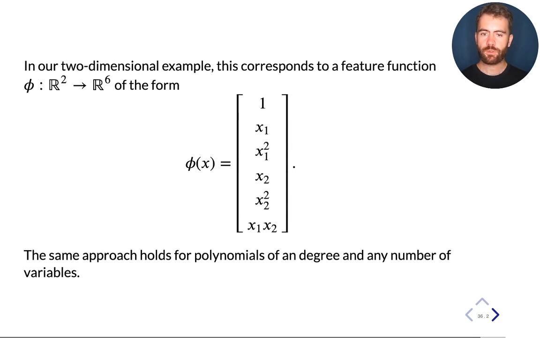We can also use polynomial features for these multivariate polynomials as well. Here I have shown the set of features that we would need in order to capture all second degree polynomials. Notice that this is a feature function that goes from R2 to R6. So it takes two inputs, x1 and x2, and it maps them to 6 dimensions, which are just the following ones. And again, the same approach can hold for polynomials of any number of variables.